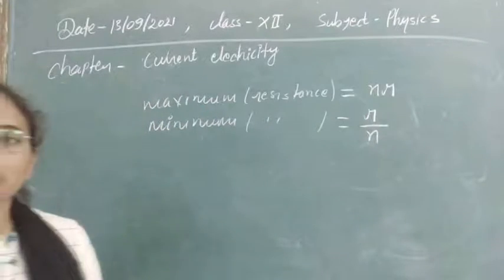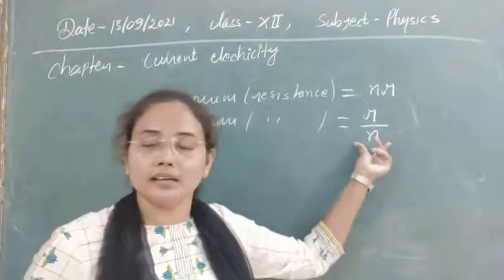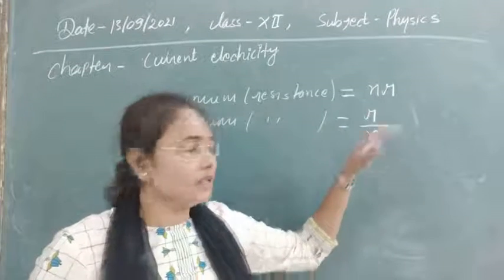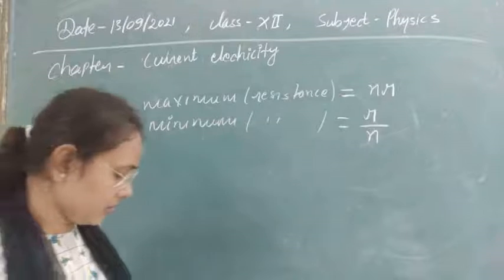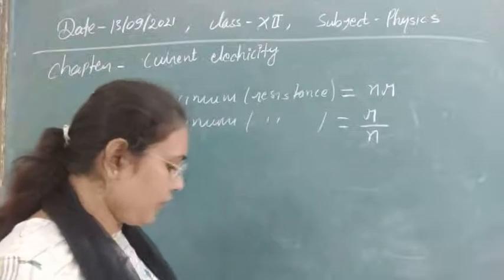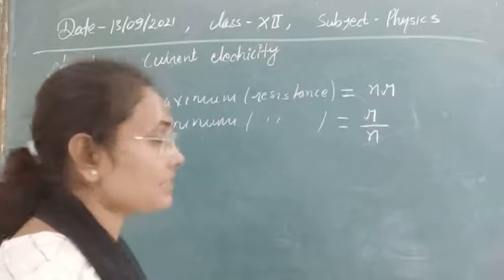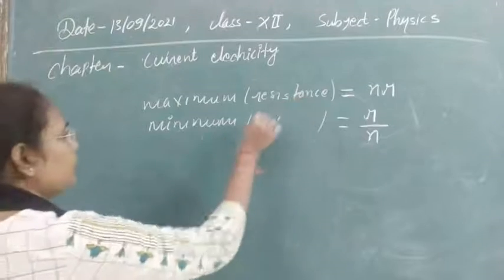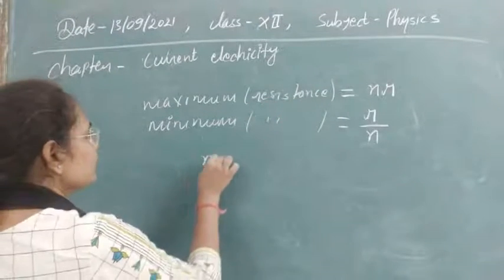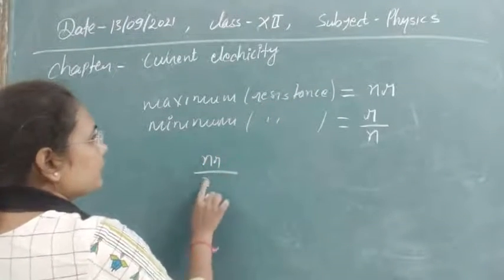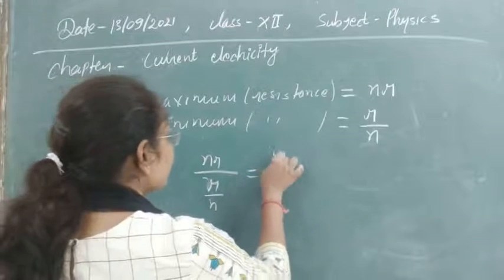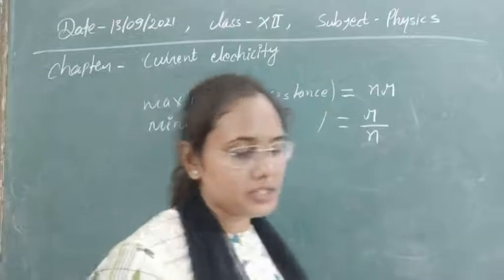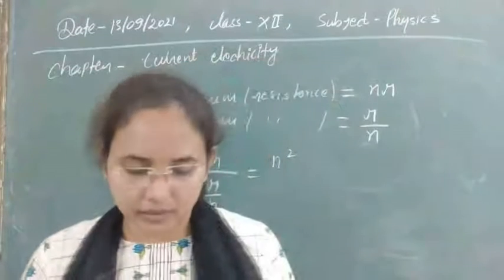The greater the number of resistors, the less the resistance will be. So R by n is the minimum resistance that is possible in our circuit. Now we have to find the ratio of maximum to minimum. So nR upon R by n, this we have to do, and this will be equal to n square. So the ratio is n square.